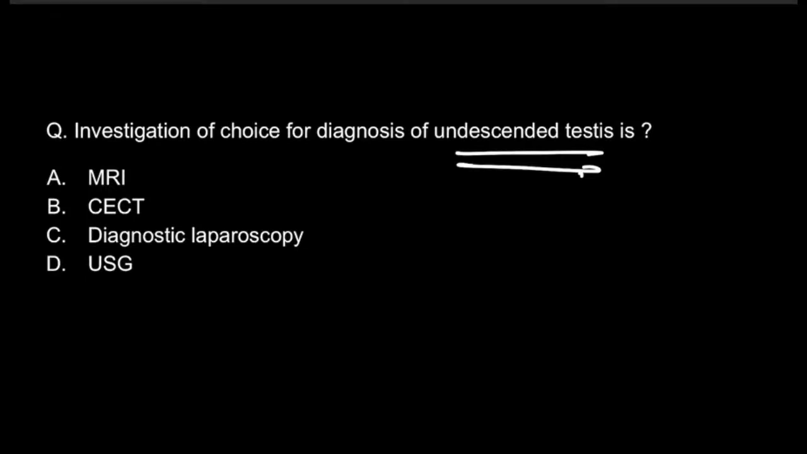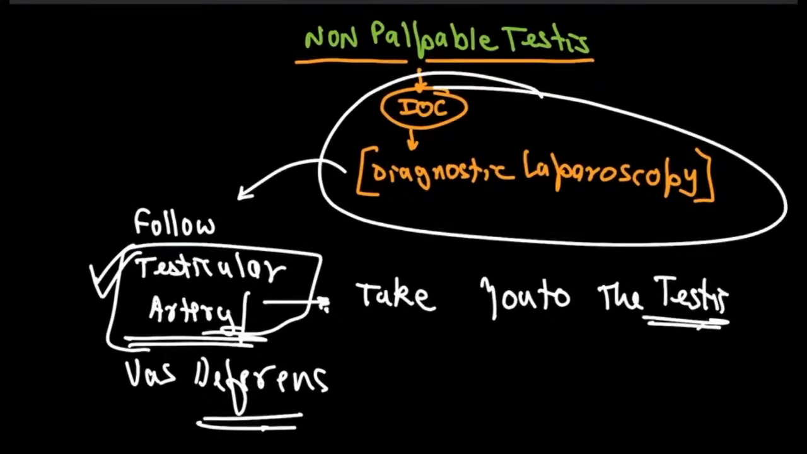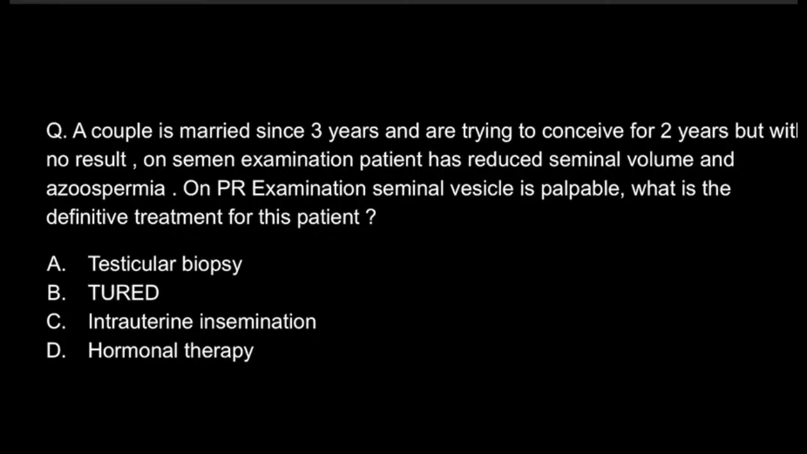Moving back, the most common wrong answer which I usually get is an MRI. You think that the testes is a soft tissue, MRI is best for soft tissue, let's mark MRI. That is not correct. It is really not correct. Please don't mark it. The answer is C, that is a diagnostic laparoscopy. I hope I have made myself clear. Investigation of choice for undescended testes, no doubt, is a diagnostic laparoscopy.